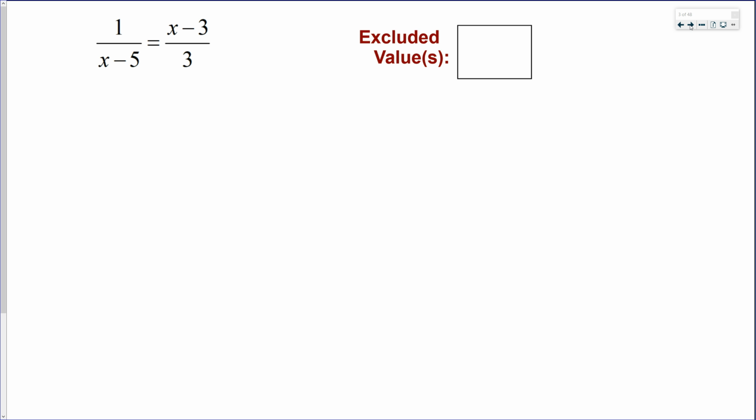The first thing we want to do is look at excluded values on the original equation. We want to see if we can identify any excluded values. And you can see from this x minus 5 right here, we're going to get an excluded value of 5. That 3 will remain a 3 no matter what x is, so that doesn't give us an excluded value, but the x minus 5 will get us an excluded value of 5. The next step is to go ahead and cross multiply, and remember to do that.